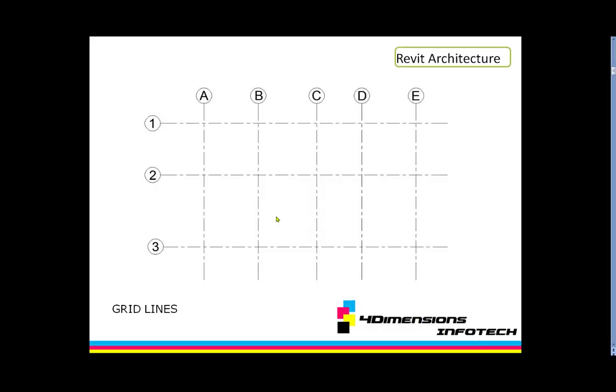Next one is grid. Grid lines will help organize the project horizontally. Grids consist of a series of lines along with bubbles which contain the grid name. As you can see, 1, 2, 3 along the X direction and A, B, C, D along the Y direction. You can create grids in any two-dimensional view such as a floor plan view, or else you can add these grid lines in the elevation. So how do we first add the grid lines in Revit?